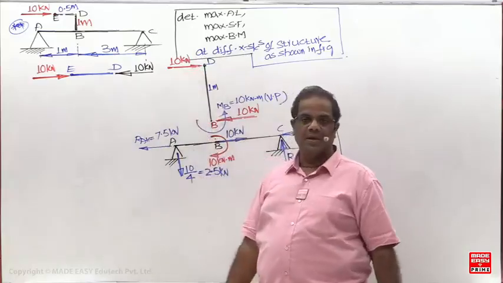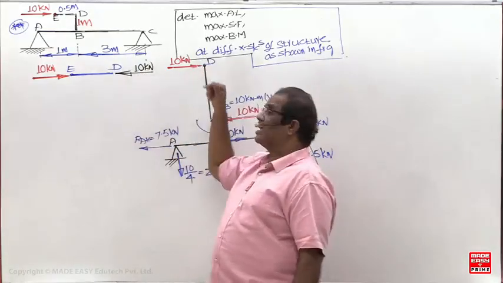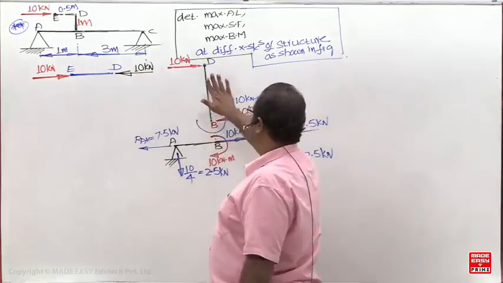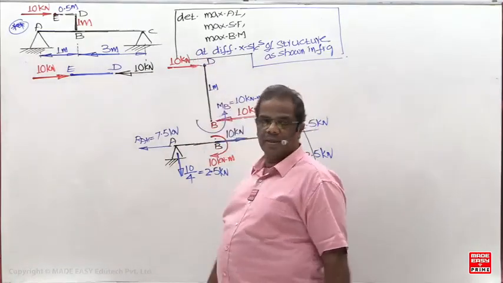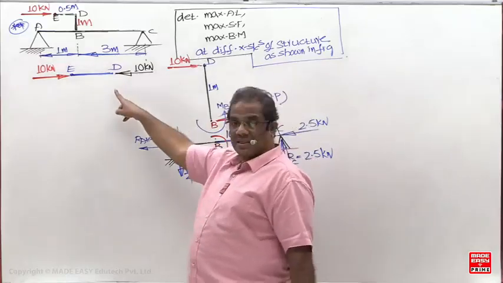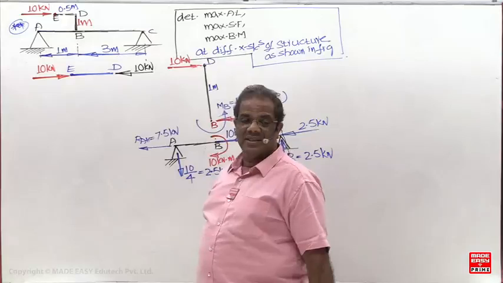Now minus 10. And here there is no shear force. But here you are getting a shear force. This 10 and this 10 will form a couple, clockwise. So shear force is 10. And what about the bending moment here? 0. And here also bending moment is 0. So at D, bending moment is 0.